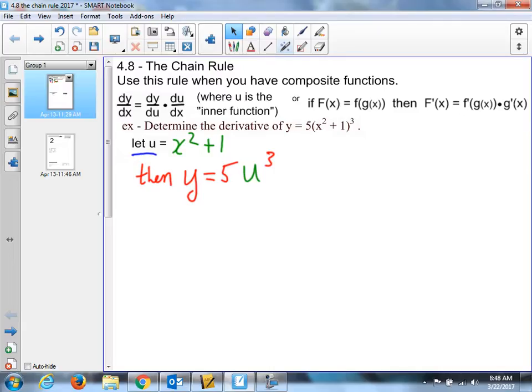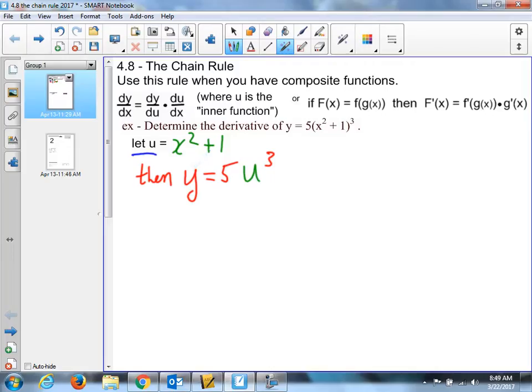Now, let's examine both ways. If I look at this, what does this really mean? dy by du. If this is y, what's dy by du? You guys follow me? The derivative of this expression. Usually we say dy by dx. Why dx? Because x is usually the variable inside the equation. Does that make sense?